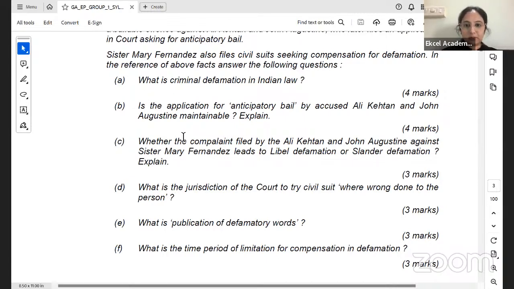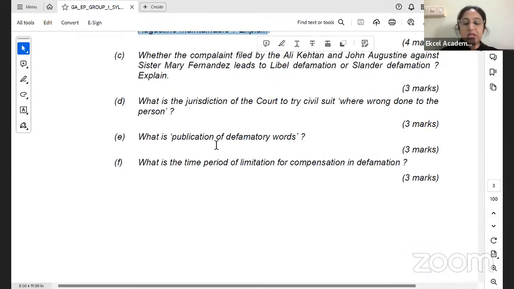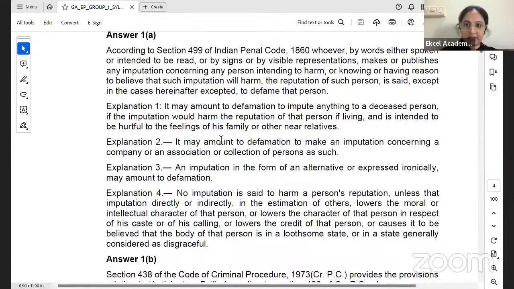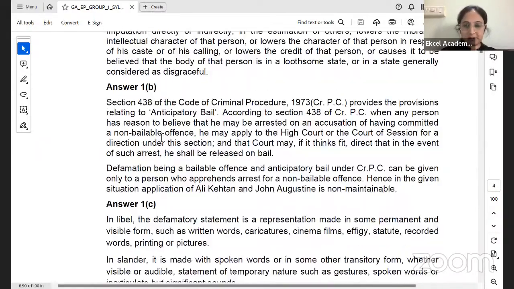Then comes the second one. See, this also, if you observe, looks like a kind of direct question only, easy, you can understand easily, because if you know the concept, you can answer. So what it says is, the application for anticipatory bail by accused Ali and John is maintainable. They have given no anticipatory bail, they have applied. They want to take an anticipatory bail.